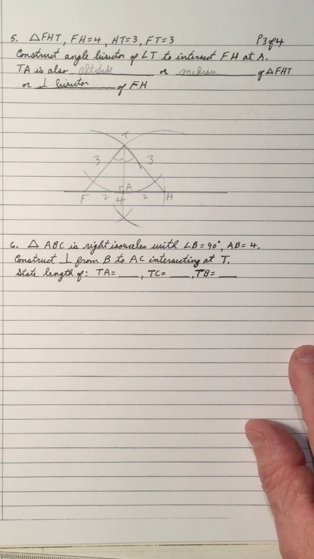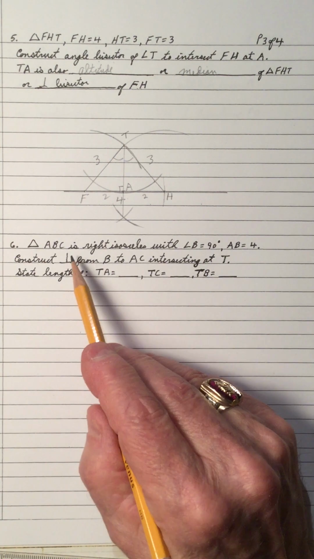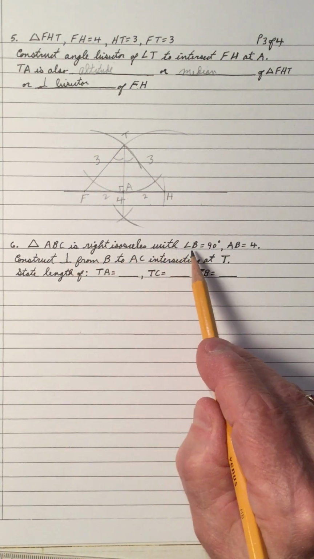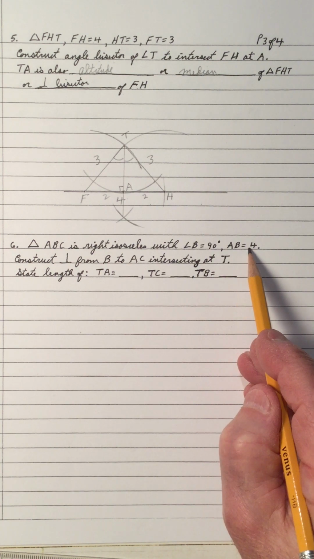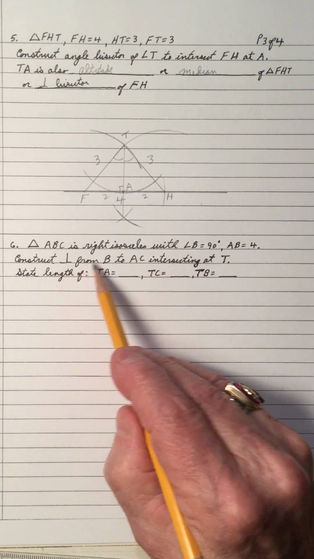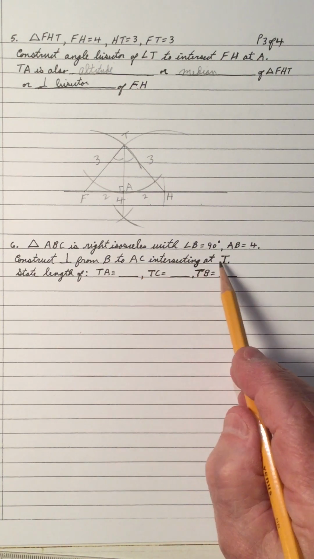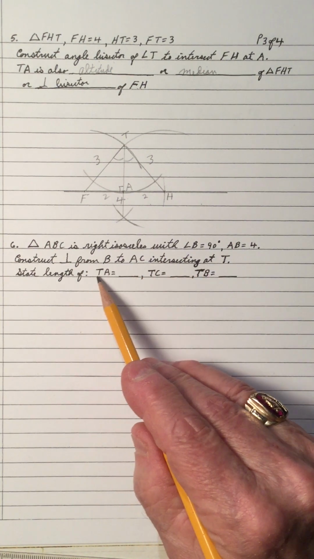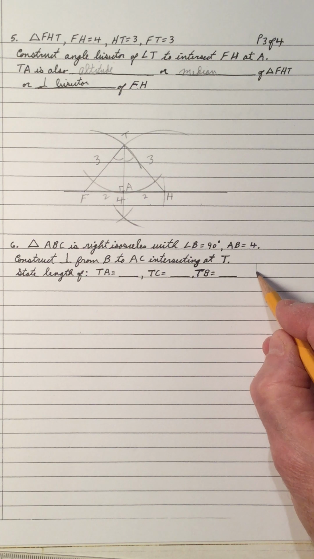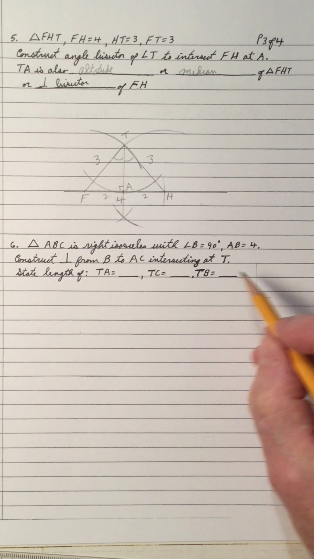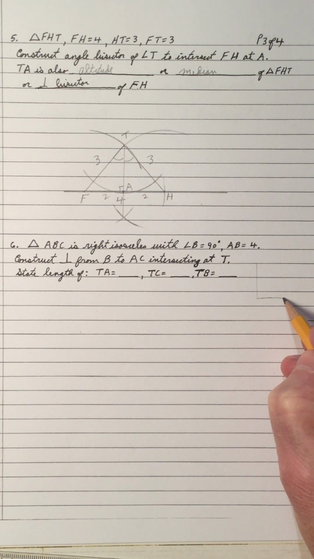Number 6, a triangle ABC is a right isosceles with angle B 90 and AB 4. Construct the perpendicular from B to AC intersecting at T. And then we have to find the length of these segments. Well, again, what I do sometimes is to draw a simple picture first. So I have a right isosceles triangle.